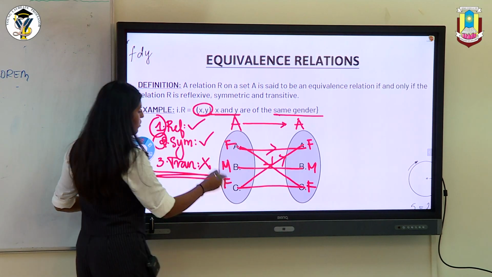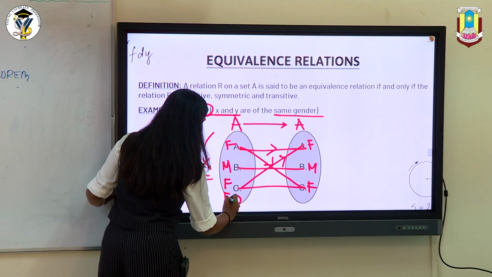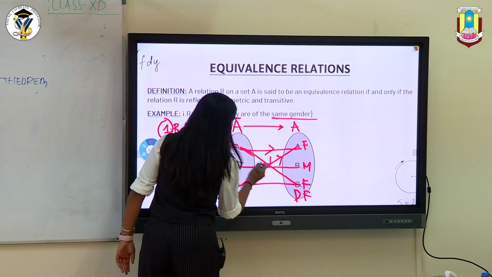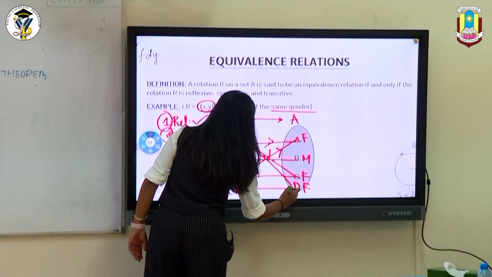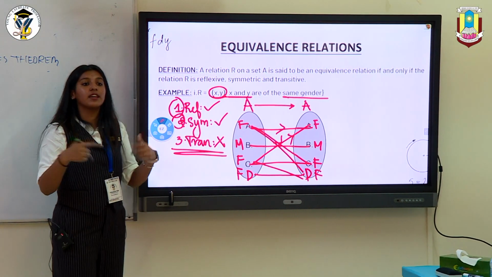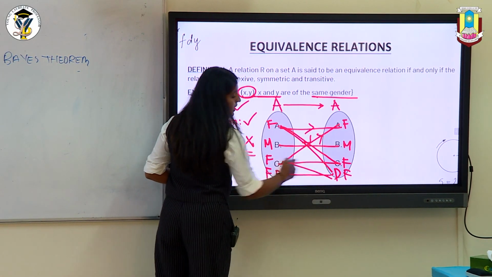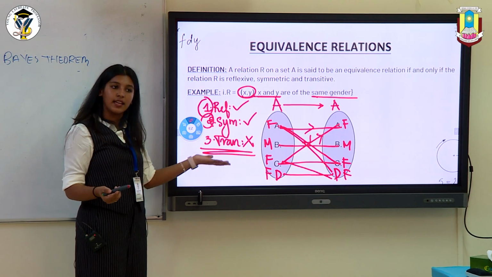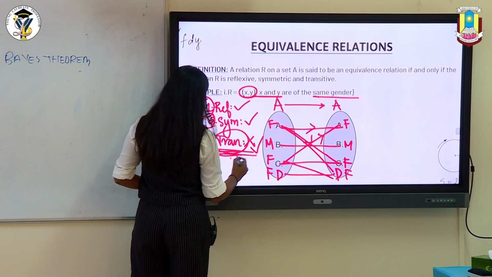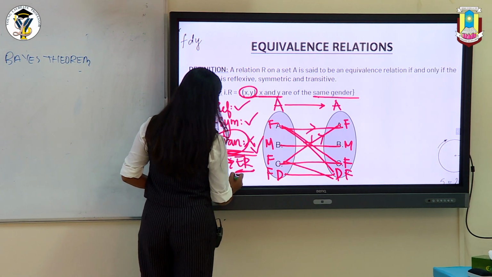Let's say we had one more person here who was a female. Let's say D, who is also a female. Then A is also related to D, D is related to itself, and C is also related to D. That brings us another element into the relation, which is (A, D), (C, D), which makes this relation transitive as well. Then this would be transitive, and thus it would be an equivalence relation.